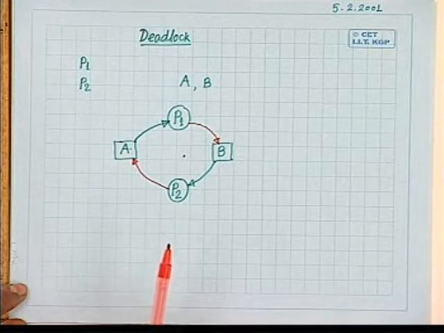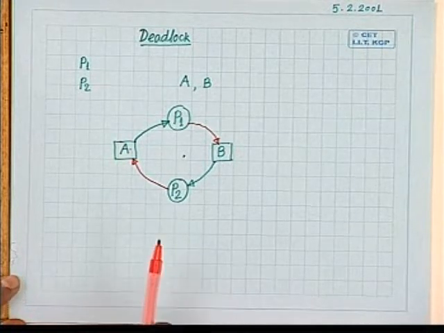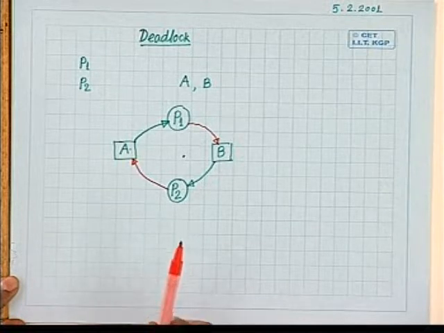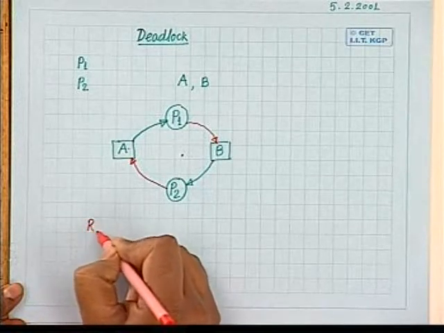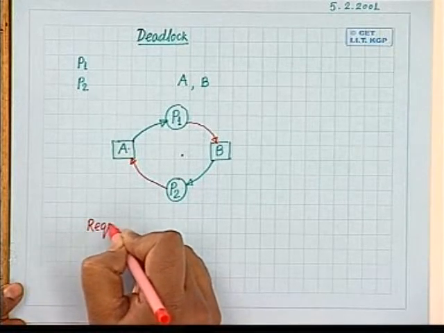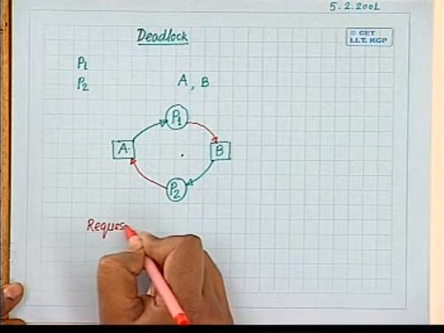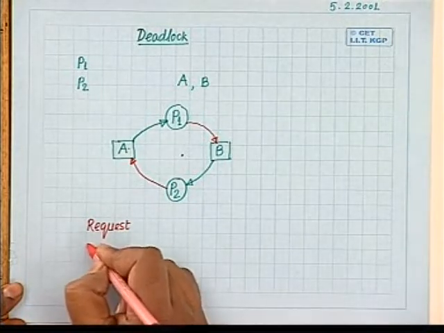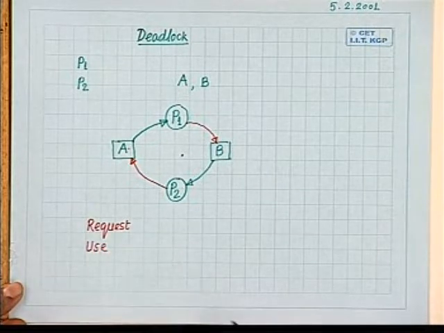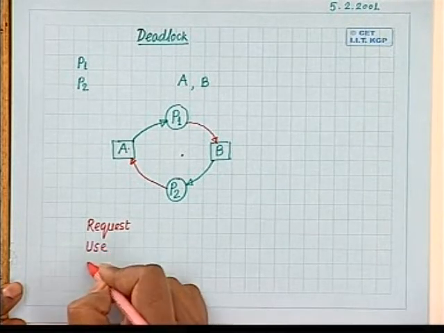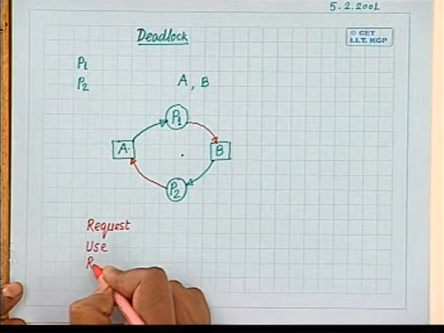And once the use of the resource is complete, then the resource has to be made free by the process which has requested it. So we must follow a sequence that first the process has to request for the resource. After the resource is granted, it has to use the resource, and on completion it has to release the resource.